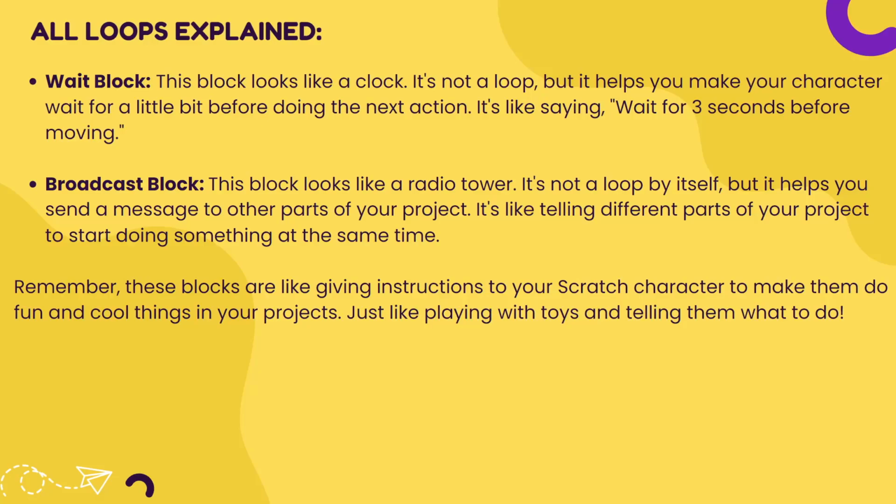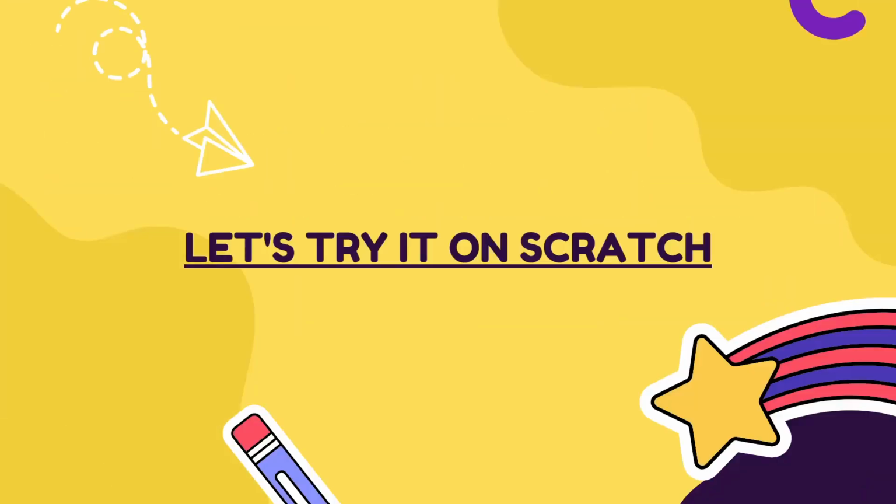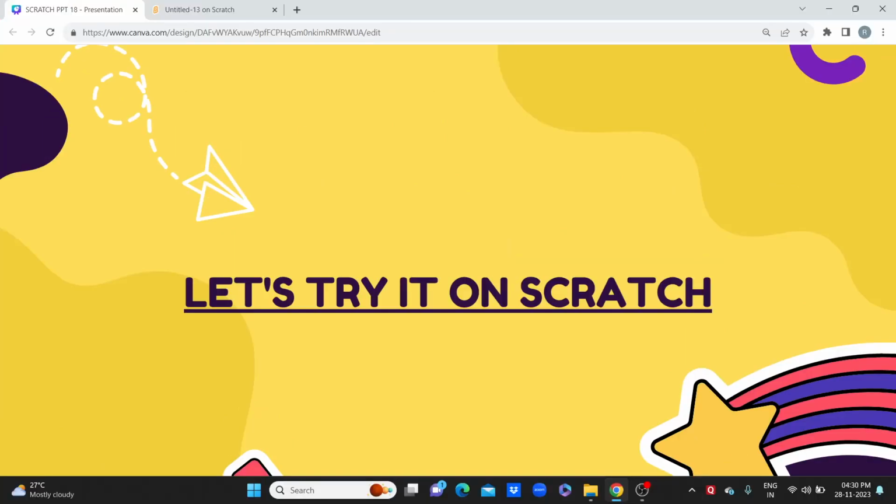Correct? Now we have the wait block, which we have already learned, that you use many times. We use wait 2 seconds, 3 seconds, to make it wait for certain things. Then we have the broadcast block. This broadcast looks like a radio tower. It's not a loop by itself, but it helps you send a message to other parts of your project. It's like sending a signal from one sprite to another sprite. I'll show you how this signal works today.